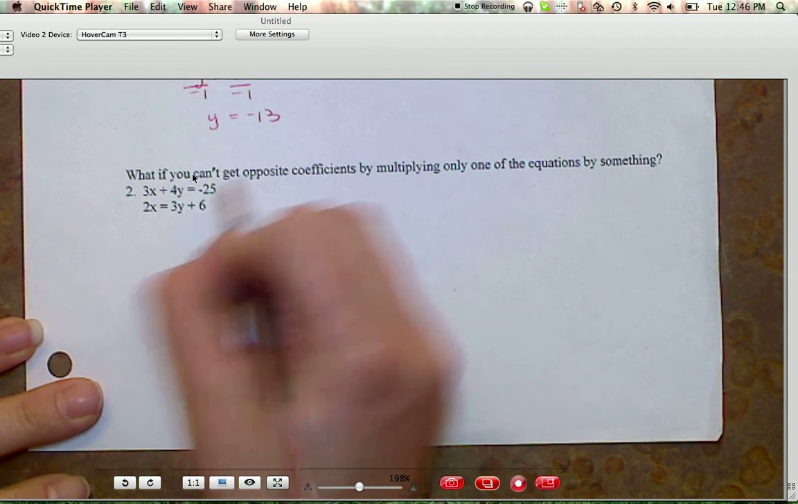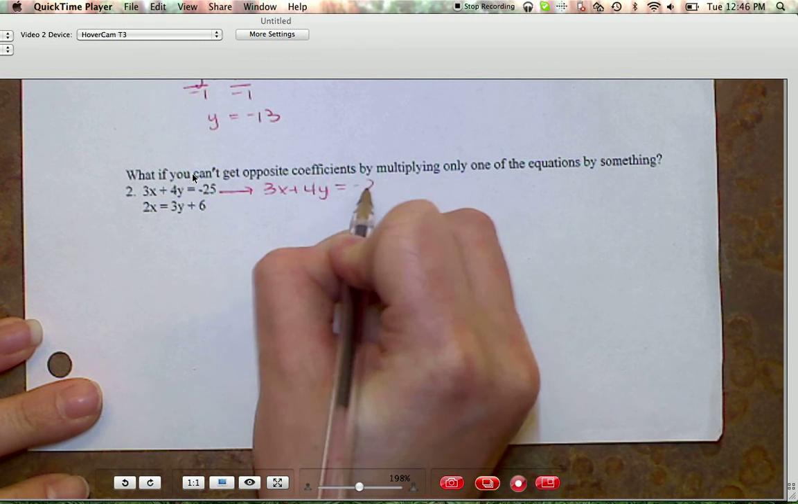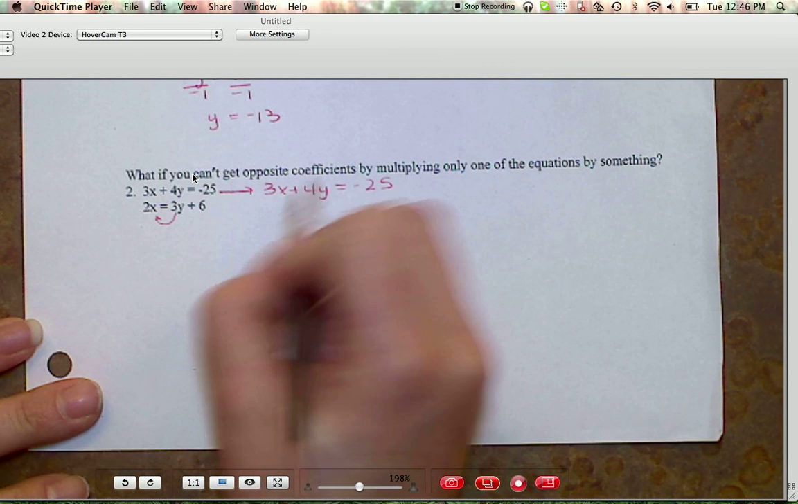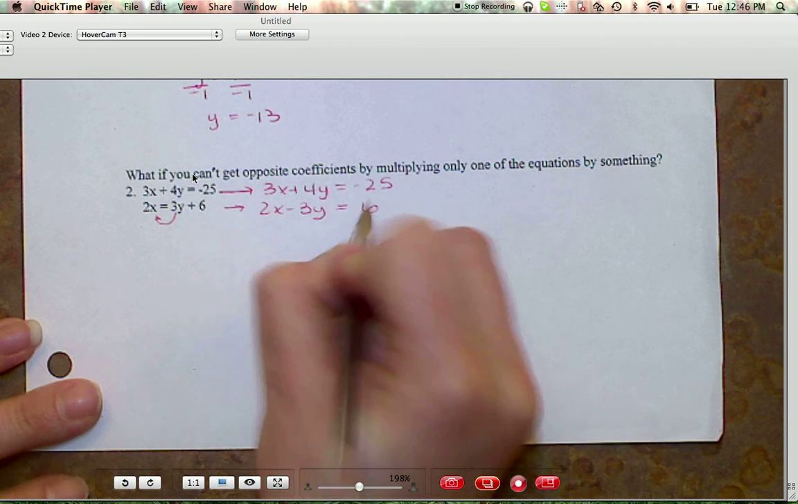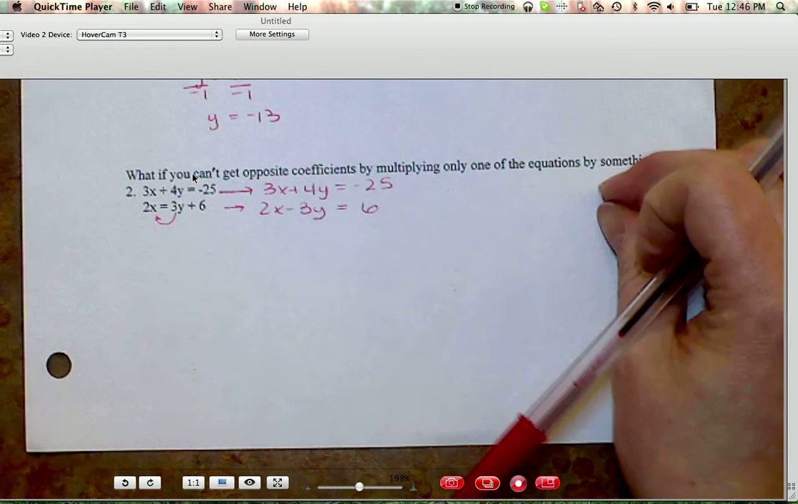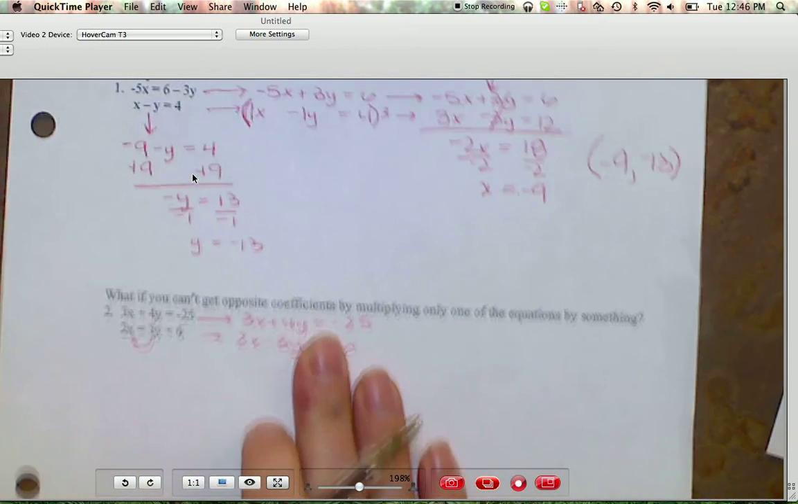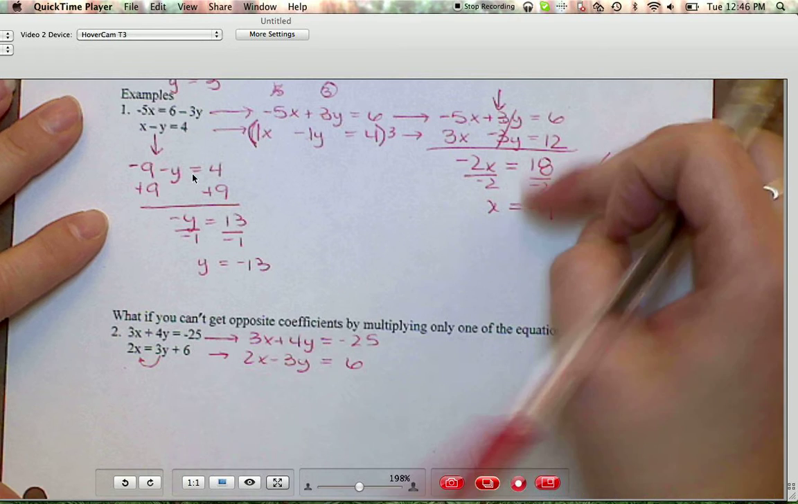This one is in standard form already. 3x plus 4y equals negative 25. This one we're going to need to move the 3y over by subtracting it. So we get 2x minus 3y equals 6. Notice I keep moving across. I just think it's easier to organize your information if you're moving across until that point where you add down. So there's less confusion.